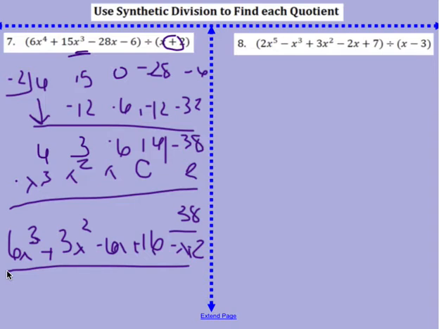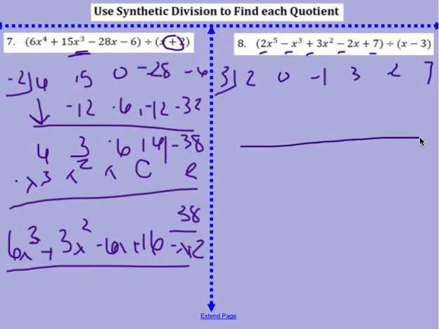All right, so let's take a look now at number 8. So taking a look, we're going to put our 3 up in our box. Now I notice as these numbers go down, I'm missing a 4. So I'm going to put 2, and then I'm going to put 0 in the place of that x to the 4th. And then I have negative 1, 3, negative 2, and 7.